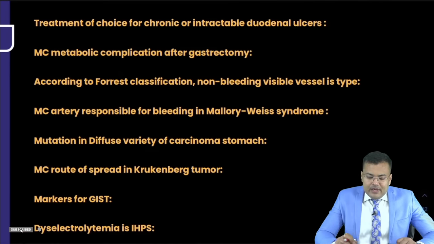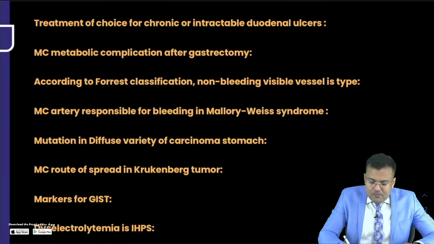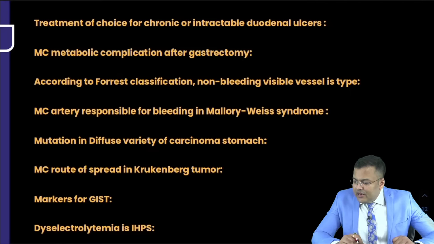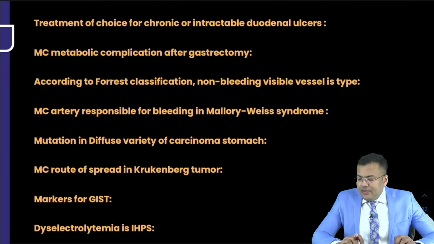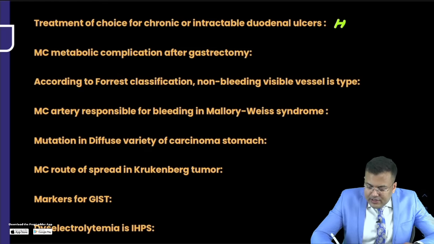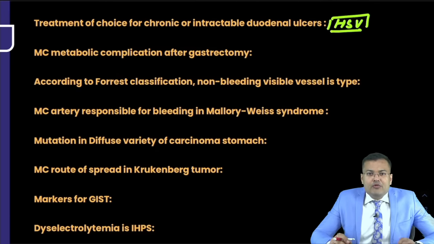Next question. Tell me, treatment of choice for chronic or intractable duodenal ulcer. Tell me, guys. Waiting for your reply. Yes, Ankit Gujjar, you are correct. Shivani Patel, very good. Vishal Roy, Jiten Yadav, yes, majority of you are correct. What? It is highly selective vagotomy. So, treatment of choice, it is highly selective vagotomy. And if there is recurrent duodenal ulcer, then we go for truncal vagotomy.